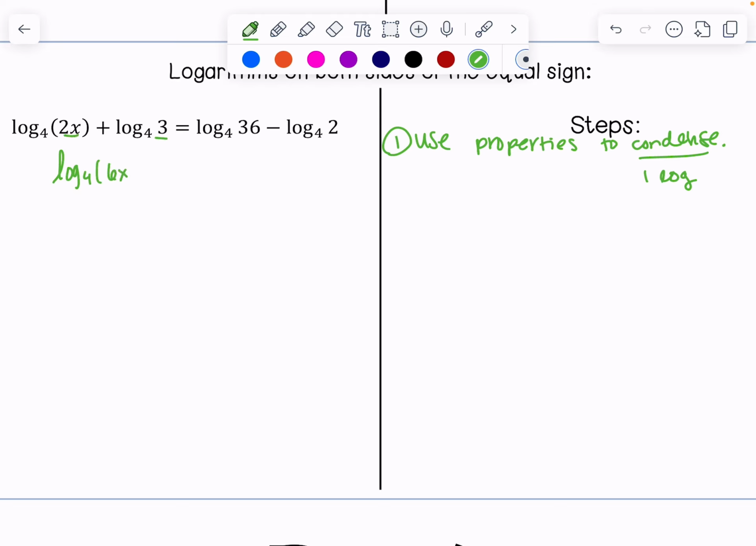Well, that is 6x. And on this one, I see division. So that tells me I'm going to do the quotient rule, log base 4. That's going to be 36 divided by 2. And 36 divided by 2 is 18.